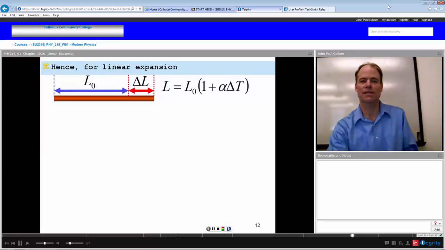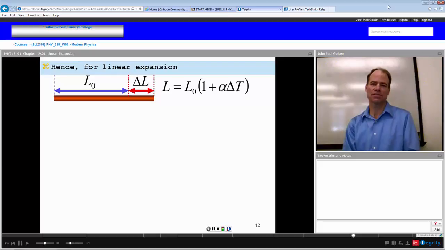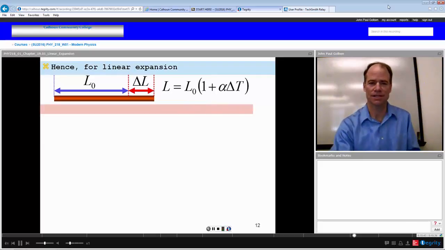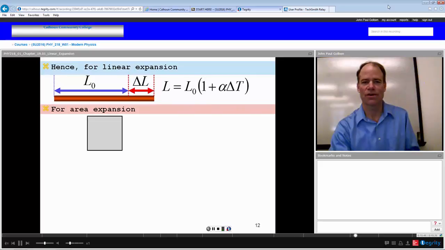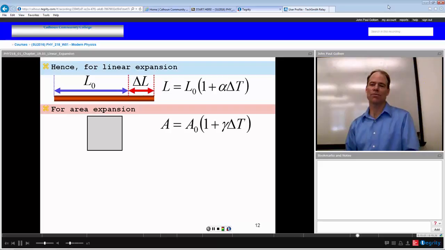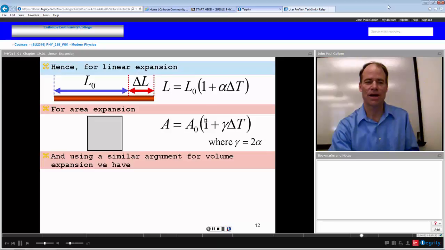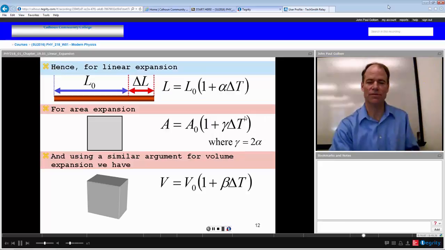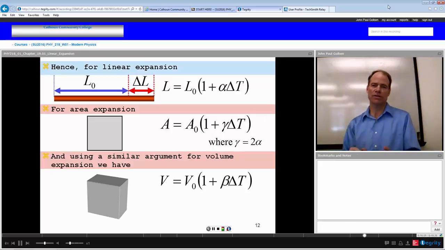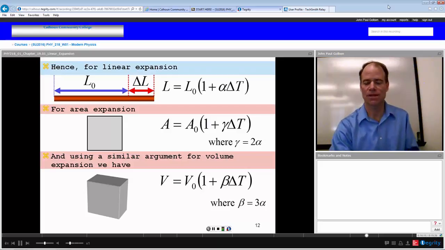So for a linear expansion, we have our length is equal to L naught times (1 plus alpha delta T). For an area expansion, we have our area is equal to A naught times (1 plus gamma delta T), where gamma is equal to 2 alpha. So if I know alpha for this material, I can get my area coefficient from that. And by golly, for volume expansion, when we're looking at 3 dimensions, volume will equal our original volume times (1 plus beta delta T), where beta is equal to 3 alpha.